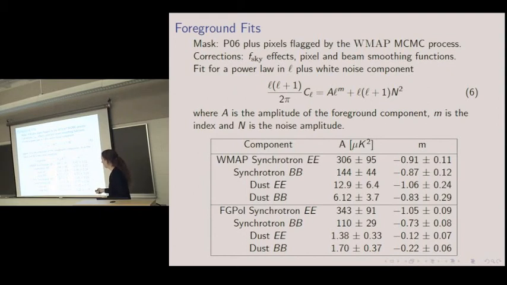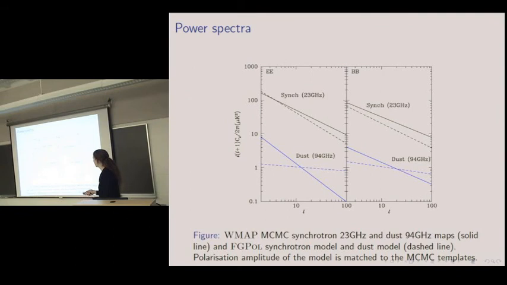However, in the dust case, we have quite a big difference in terms of the amplitude and the slope of the power. And visually, this is the difference that we see. So the synchrotron case, you can see quite good agreement in terms of amplitude and index. And in the dust case, you can see quite a big difference. And I think this is due to residual noise in the MCMC templates.